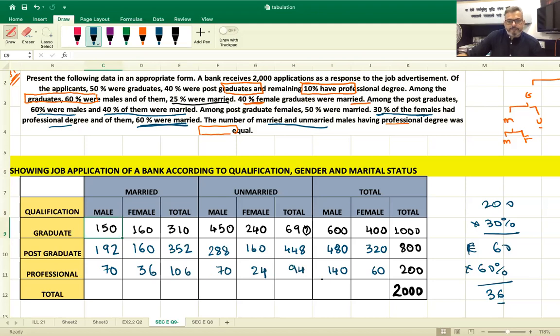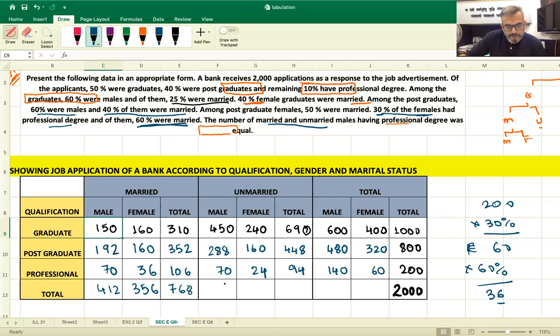And now do the total. 150 plus 192 plus 70, 412. Then 160, 160, 356. 412 plus 356, 768.